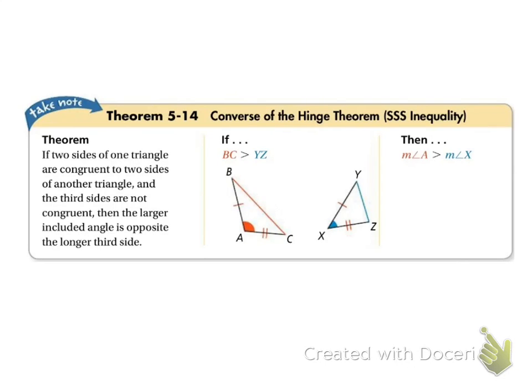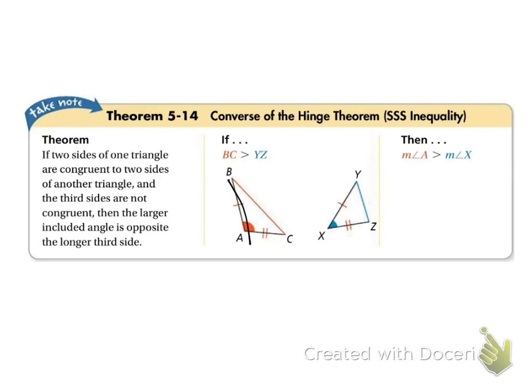This is 5.7b of geometry. So we looked at the hinge theorem in the last video. Now we're going to look at the converse of the hinge theorem. So the other one said if the angles are bigger, then the side must be bigger, right? Now we're looking at if the side is bigger, then we can say that the angles are bigger.